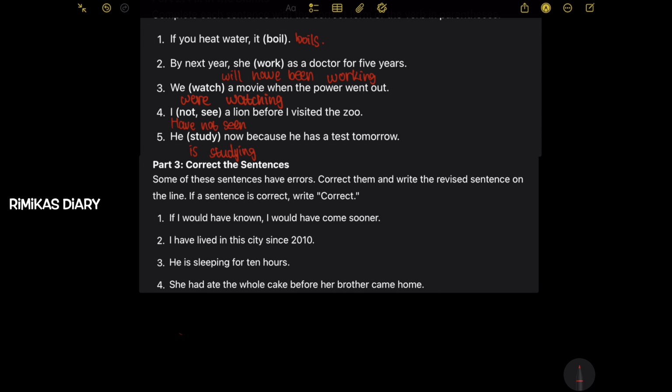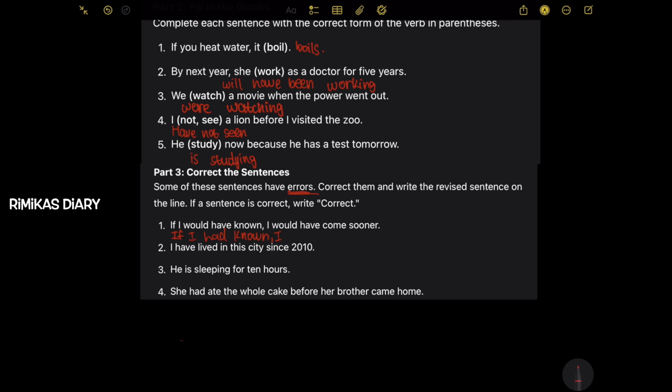Part 3, correct the sentences. Some sentences have errors, so you should correct them and write the correct sentence on the line. If a sentence is correct, just write correct. If I had known, I would have come sooner.